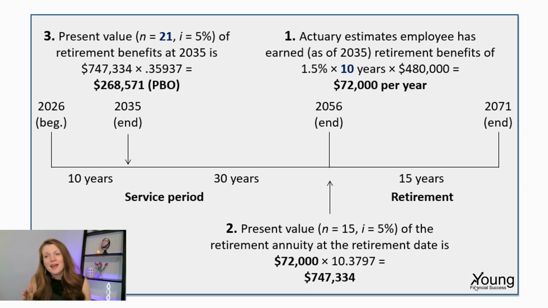So we're going to rewind to 2035, which is the present time. And we're going to take those 21 years times the 5% that they plan to earn on the benefits. And they are going to take the 747 that they want it to grow into times that present value factor. And we're just using PV this time. And we say we need $268,571 as of 2035 that is set aside, ready to pay out to Maria when she's been there for her 30 years of service. So these are the 3 steps to get the projected benefit obligation.